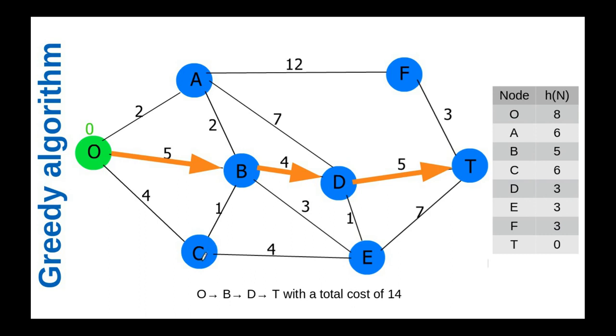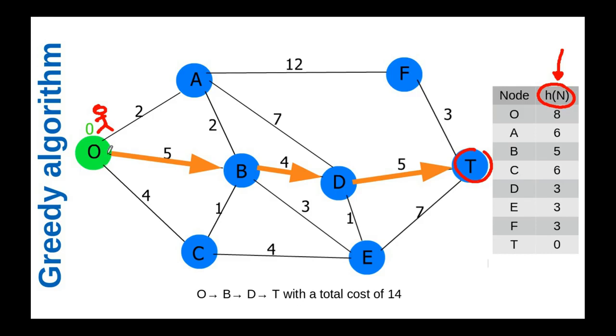Let's kick off with the greedy algorithm. As you can see, we start here. We are here in O, and we want to find the minimum cost path of going from O to the target T. But because we are using the greedy algorithm, we're gonna use only this information, because the greedy algorithm is a method that uses some information on the graph. And this information will be only the heuristics.